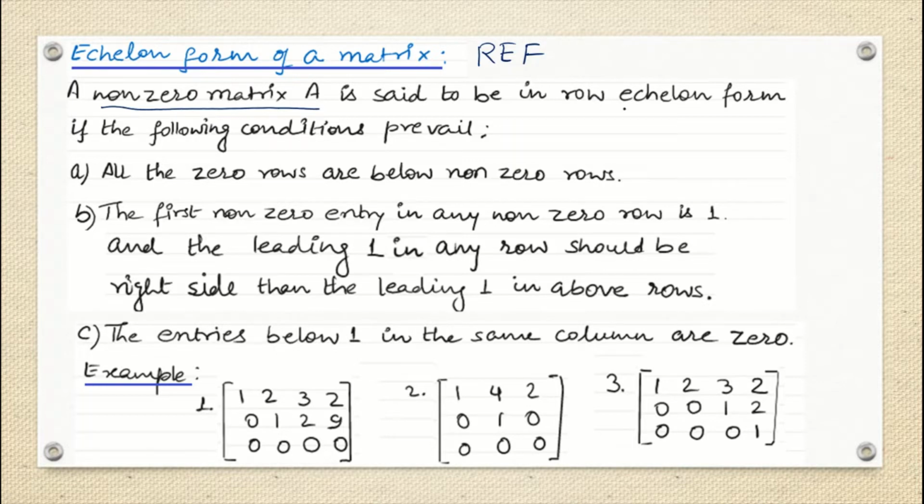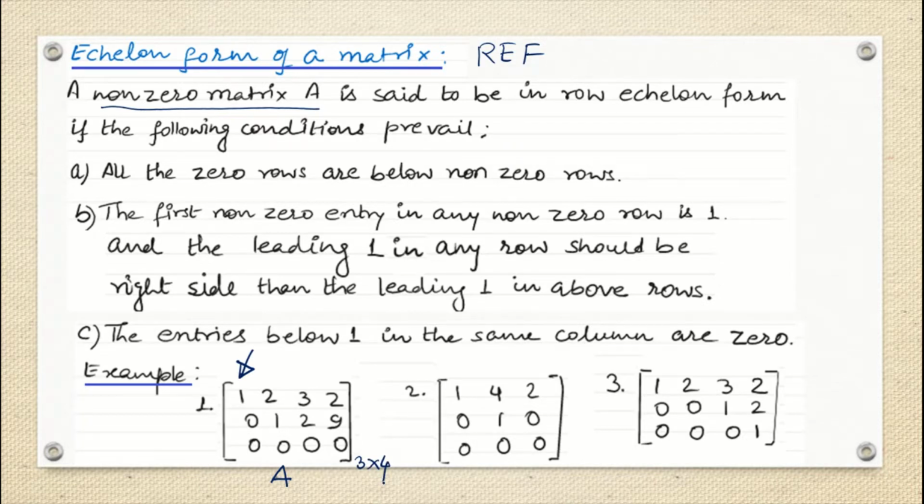If any matrix is given to us, some arrangement of numbers is present, so we have to check whether these three conditions are there or not. The very first condition is that all the zero rows are below non-zero rows. Let us consider this example and then we will say whether the conditions are satisfied or not. Suppose this matrix is A. This matrix is 3 rows and 4 columns, a 3 cross 4 rectangular matrix.